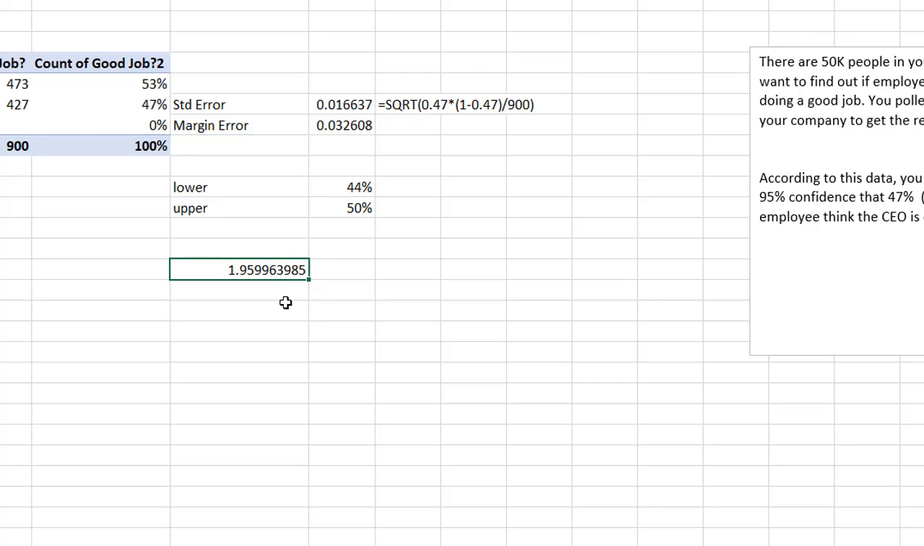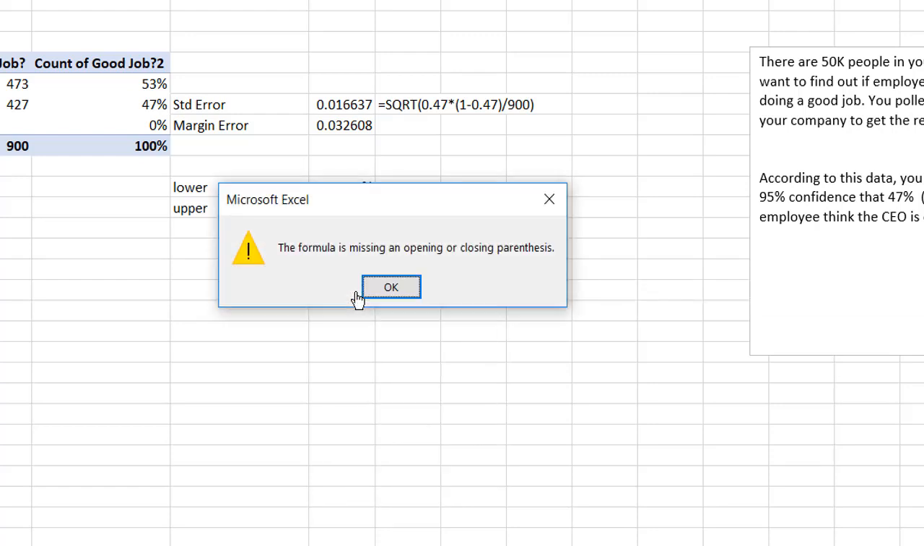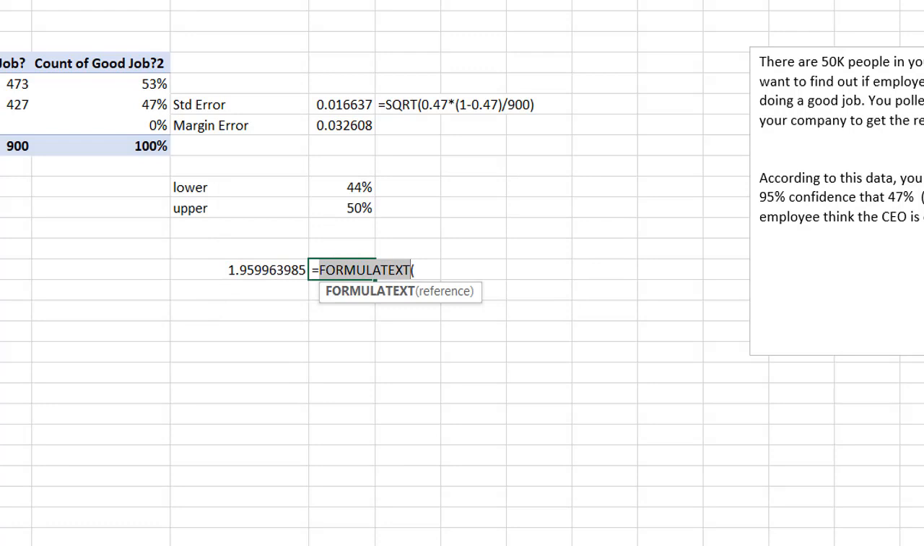So that is how we find our z-score using the formula. I bring in my formula text here. That is our formula here. Go to F2, F4 there. Our NORM.S.INV gives us our z-score. So that's basically a side note of how we can get our z-score using a function.